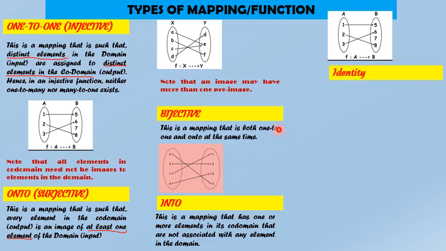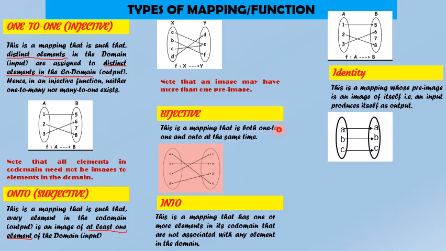Then the next one is what we call an identity mapping. So when do we say a mapping is an identity mapping? This is a mapping whose pre-image is an image of itself. That is, an input produces itself as output. So let's look at the diagram to explain that. This is an example of an identity mapping. Why? Because whatever input you have, that input itself will produce itself as an output.